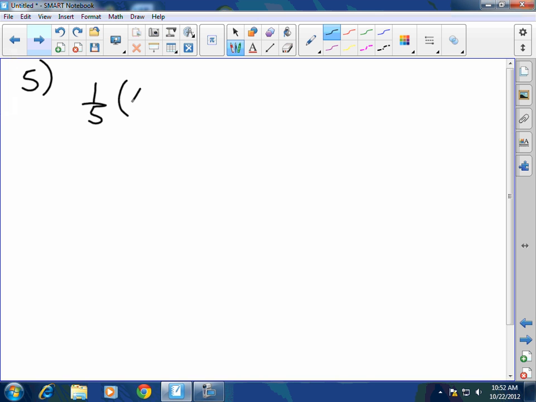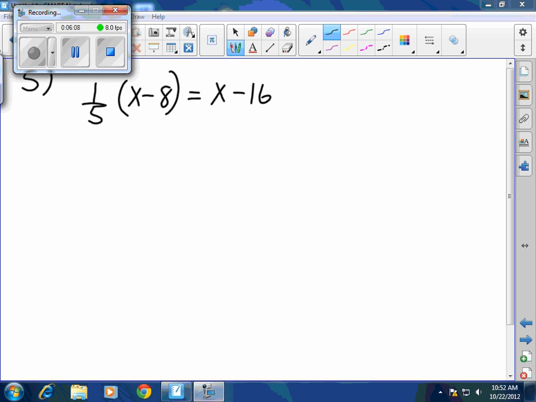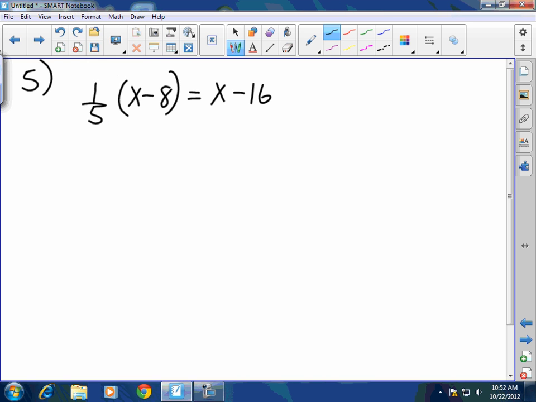1/5 times x minus 8 equals x minus 16. I have a 1/5 being multiplied. So I have a 1/5 outside of the x minus 8. It's being multiplied to that. So I can cancel out that 1/5 by multiplying by 5/1 to both sides.